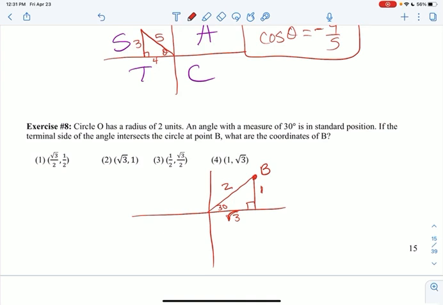what are the coordinates of B? So the coordinates of B are (x, y), radical 3, comma 1.